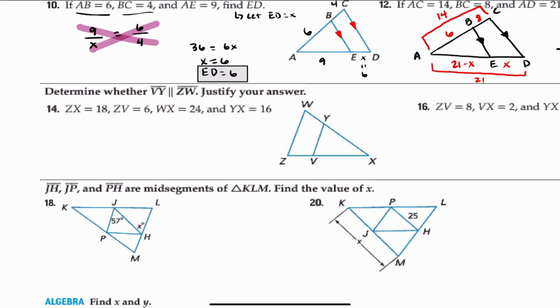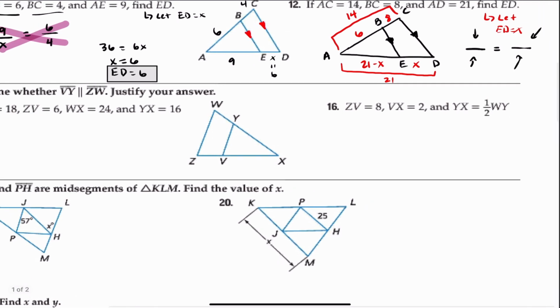Okay, you are using the triangle proportionality converse theorem for number 14, and we've done a lot of examples where you have to figure out that missing segment, so I think you can do number 14 on your own.